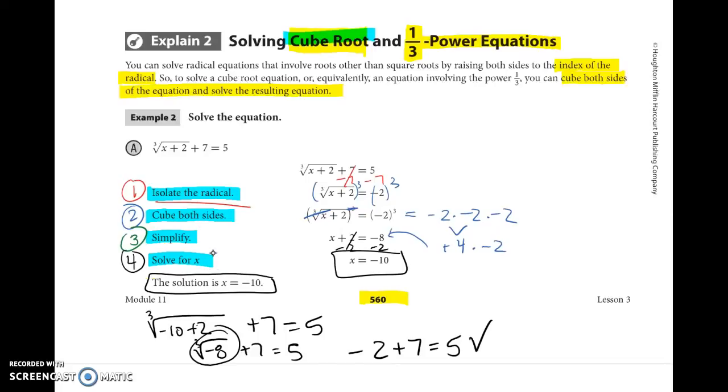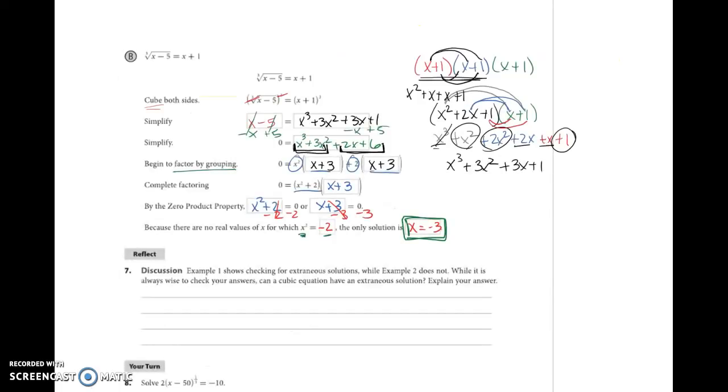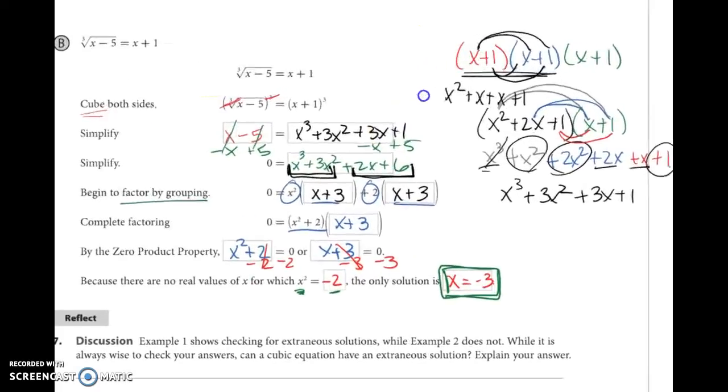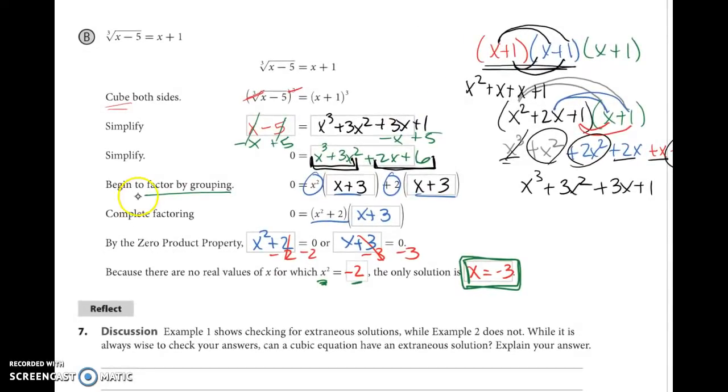And sometimes when solving for x, like it did on this example here, sometimes it's going to require you to factor in order to solve. And then, in the case for this one, there were no real values for this expression, so that's not our solution. Our only solution is this one here.